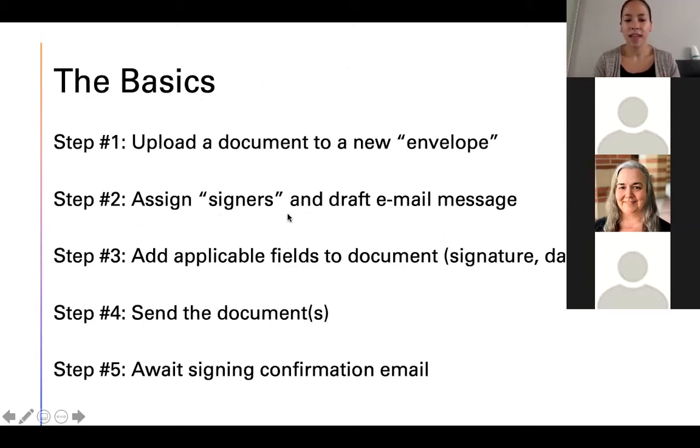You're going to assign signers to that envelope. There can be one or multiple. And then you draft the email message that goes to that signer or signers. You're going to add the applicable fields to the document. You just drop them in there, and then you send the document, and then you just await the signing confirmation email. DocuSign will email you and let you know, hey, so-and-so has signed this document.